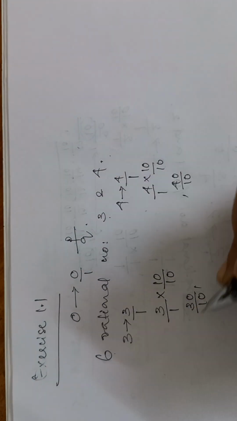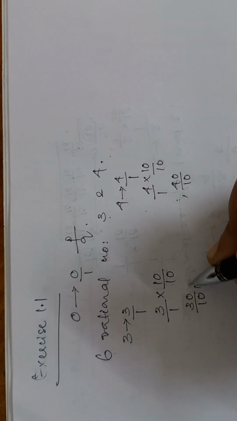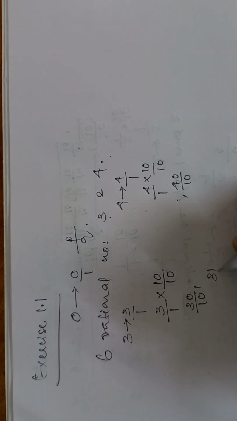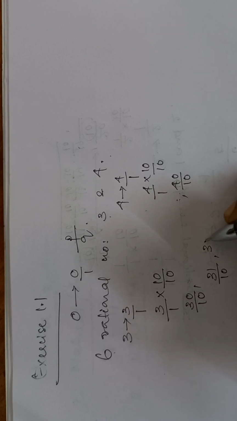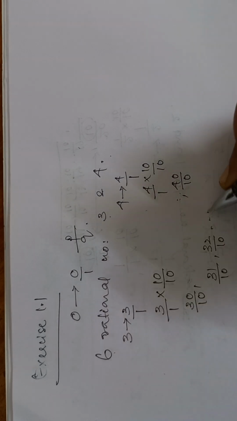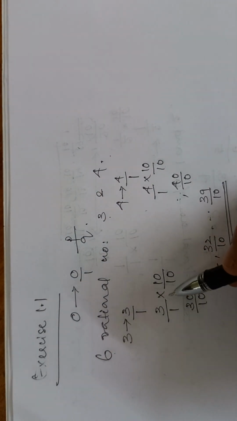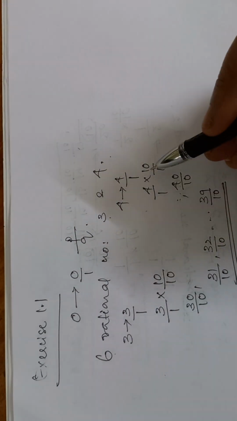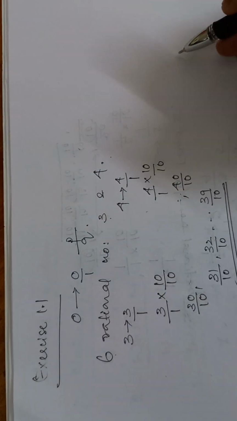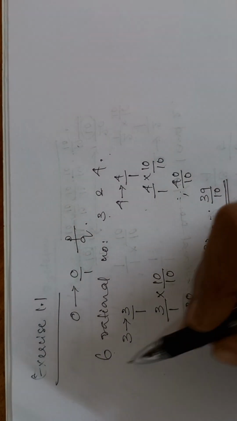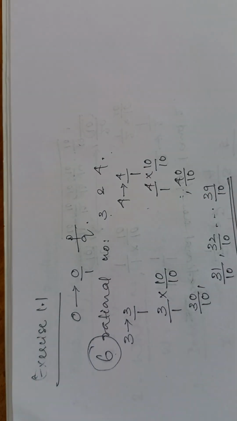So you have to write the numbers which come in between 30 by 10 and 40 by 10. That is 31 by 10, 32 by 10, etc., up to 39 by 10. So this is the answer. If you take 20, you get 60 by 20 and 80 by 20. Then you can write the numbers in between them. You can take any number, just make sure that it is greater than the count of numbers you have to find in between them.